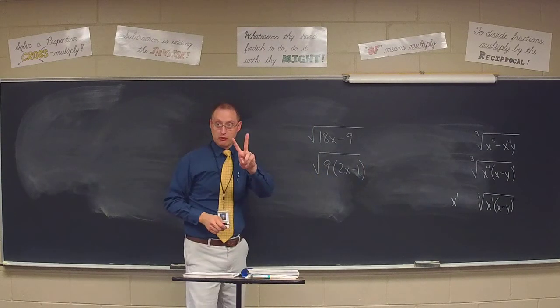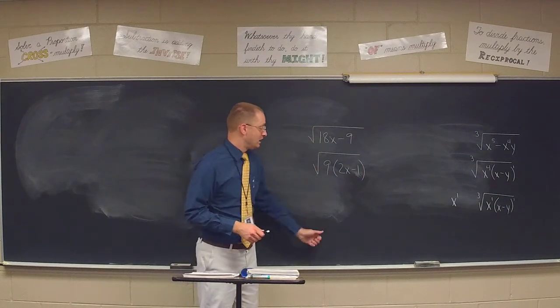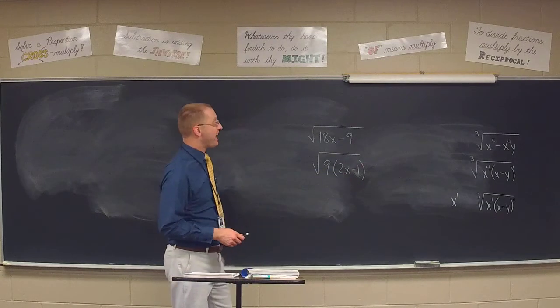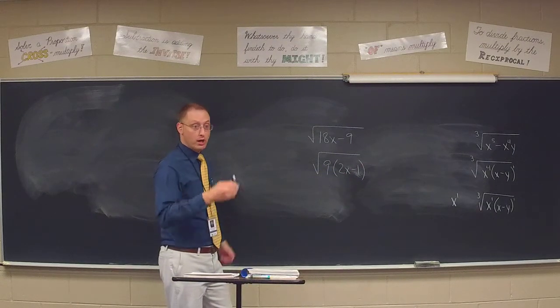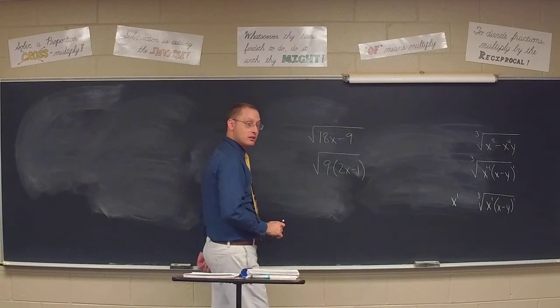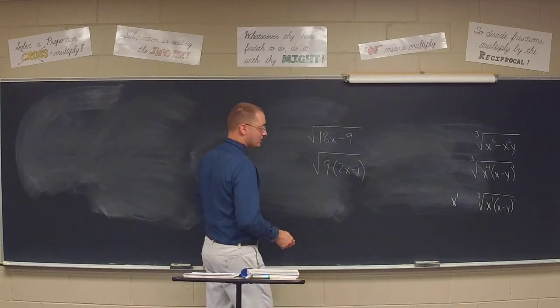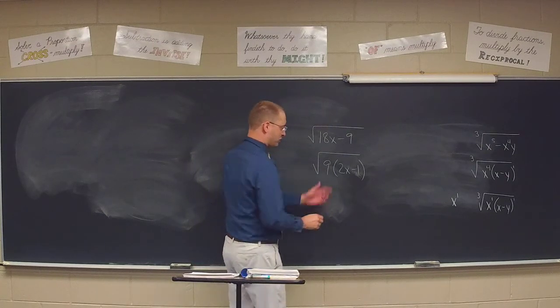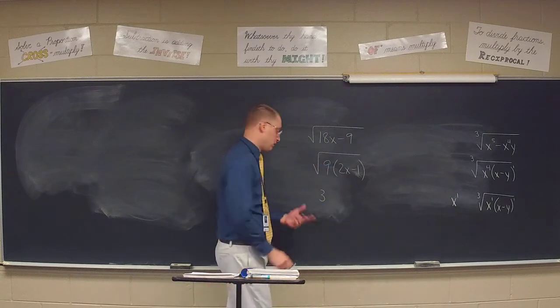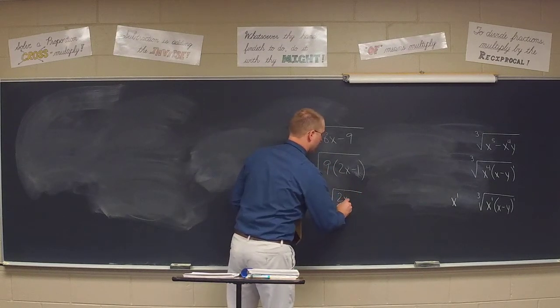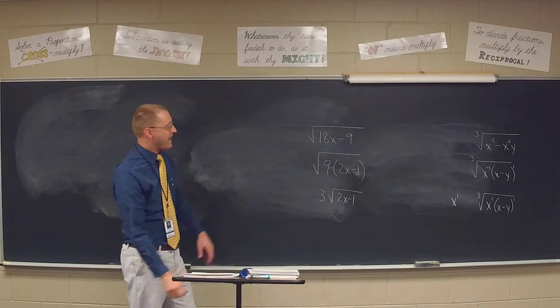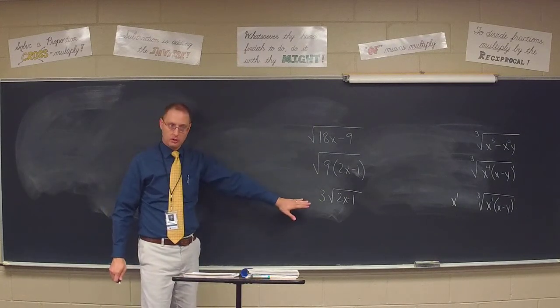Now notice there are 2 factors. There's a 9 and there's a 2x minus 1. And you can take the square root of one of those 2 things, Maddie. The 9. The square root of 9 is 3. Can I take the square root of 2x minus 1? So I'm going to leave the square root of 2x minus 1. And I've reduced that radical as well.